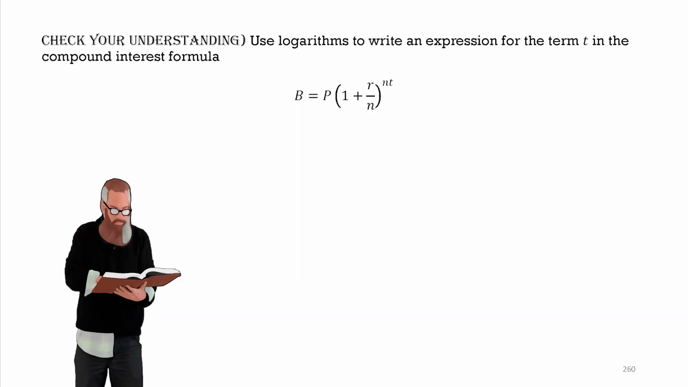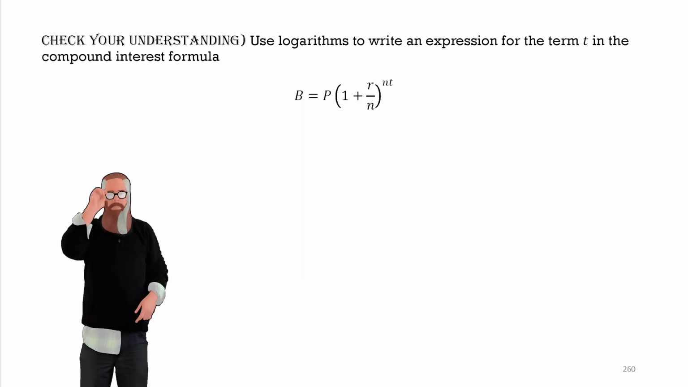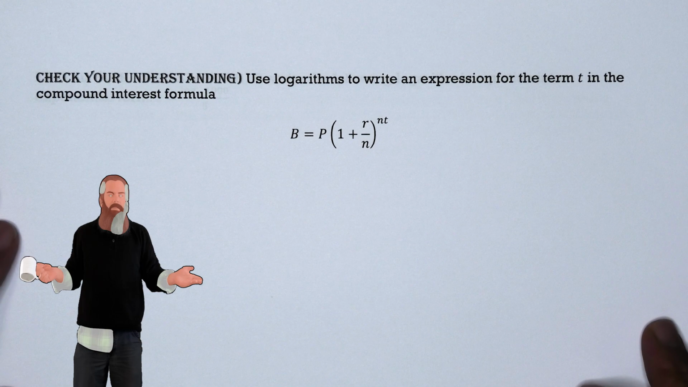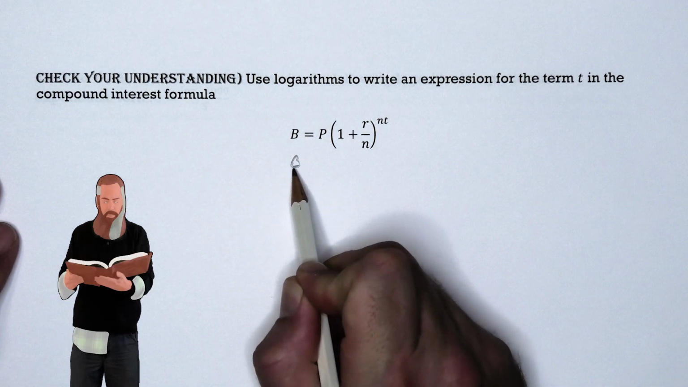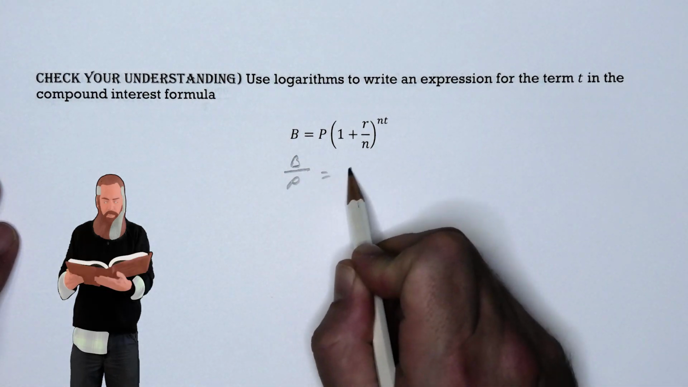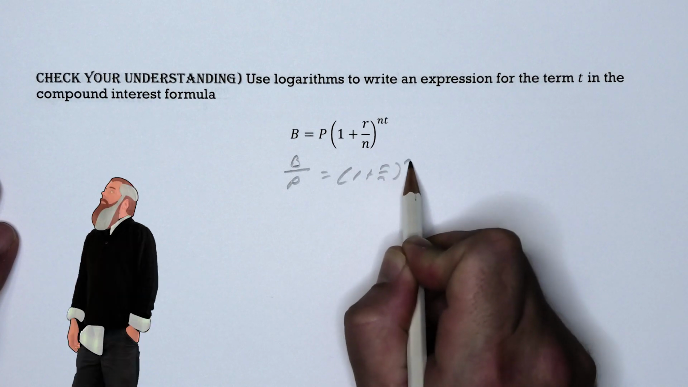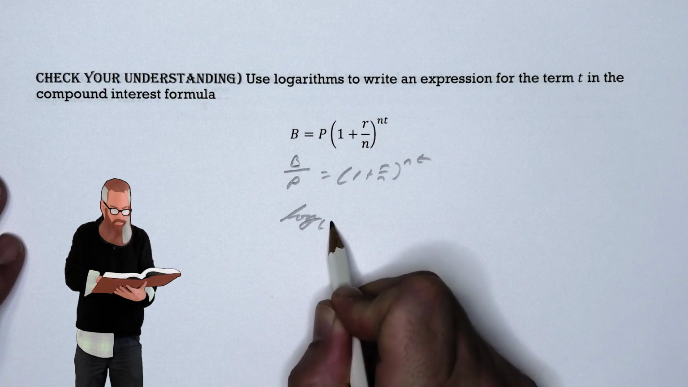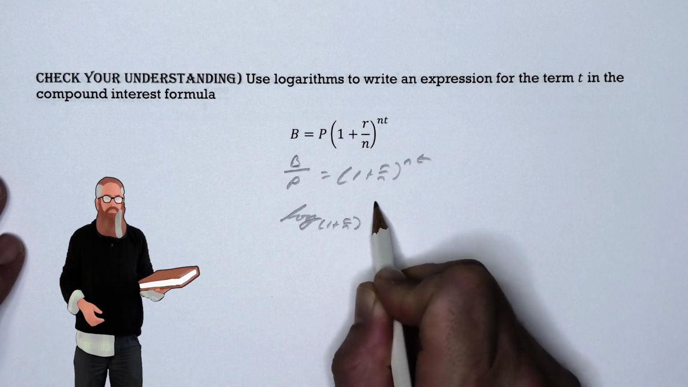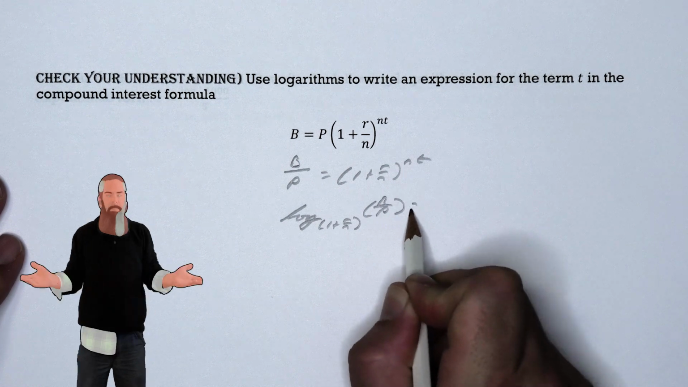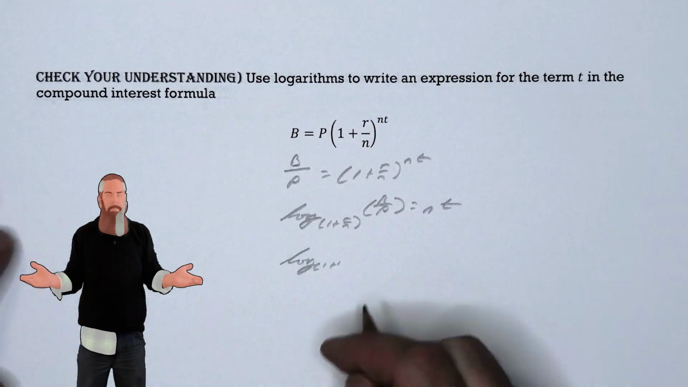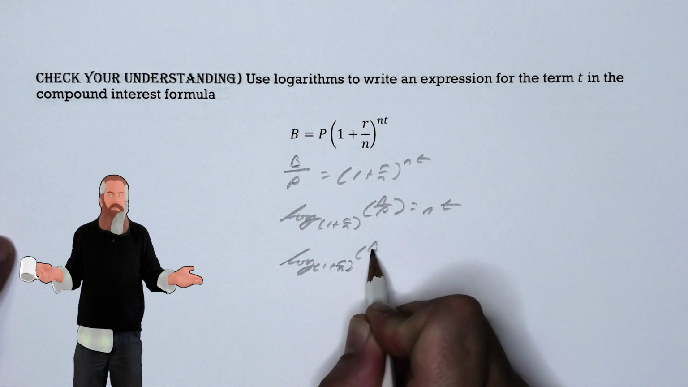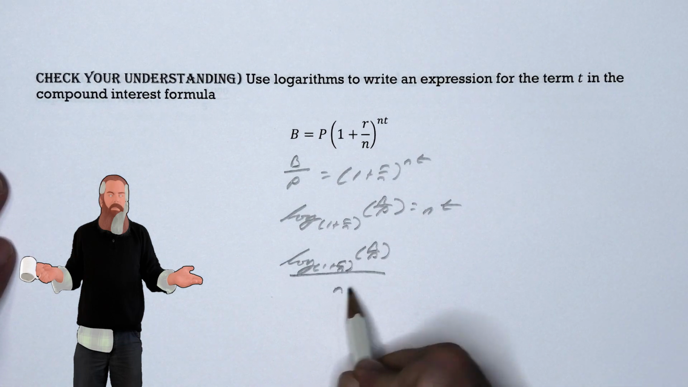Let's check our understanding of this and use logarithms to write an expression for the term t in the compound interest formula. So first we're going to divide both sides by p, giving us b divided by p is 1 plus r over n to the nt power. Now we're going to convert this to a log by saying log base 1 plus r over n of b over p is equal to nt. This means that log base 1 plus r over n of b over p divided by n would be equal to t.